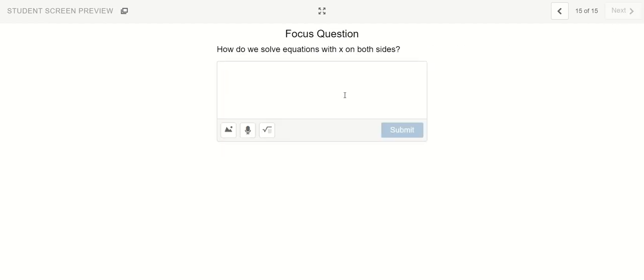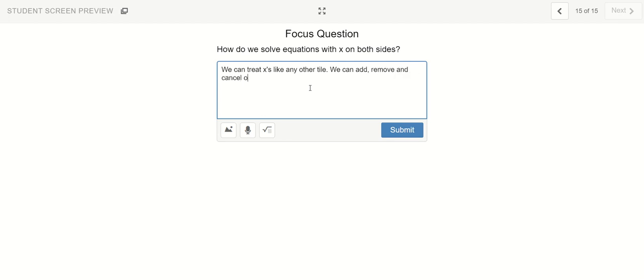Okay, so how do we solve equation with x on both sides? We can treat x's like any other tile. We can add, remove, and cancel out. And that can help us solve the equation.